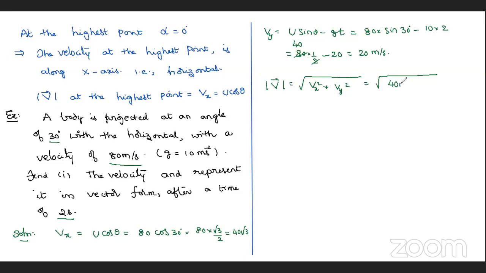Where is iPhone? iPhone is not responding. 40 root 13. Yeah, 40 root 3. 40 root 3. Plus here 20 square. Good. 40 square is 1600 into 3, 4800 plus 400. Root, I think 5200. That is 20 root 13. Yeah, correct. Except another, this is also correct.